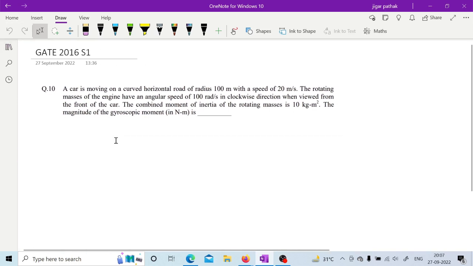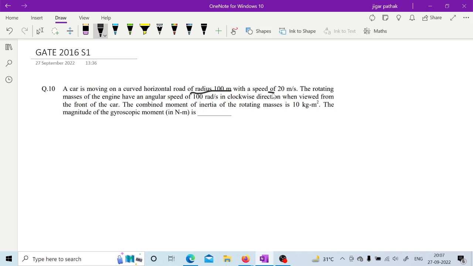Here, as you can see, a car is moving on a curved horizontal road of radius 100 meter with a speed of 20 meter per second. The rotating mass of the engine has an angular speed of 100 radian per second in clockwise direction when viewed from the front of the car. The combined moment of inertia of the rotating mass is 10 kg meter square. The magnitude of the gyroscopic moment in Newton meter is?